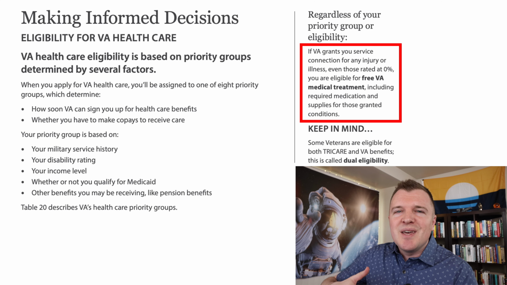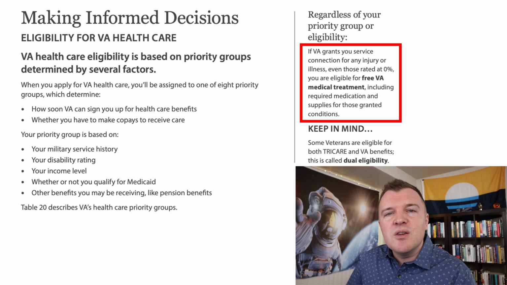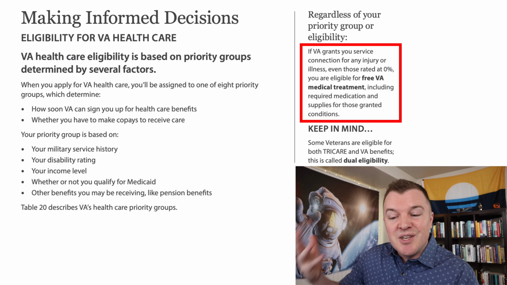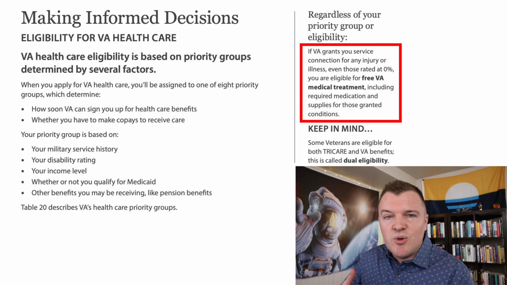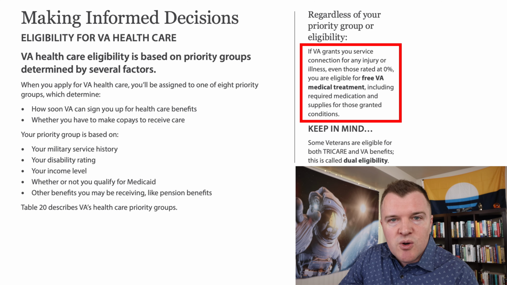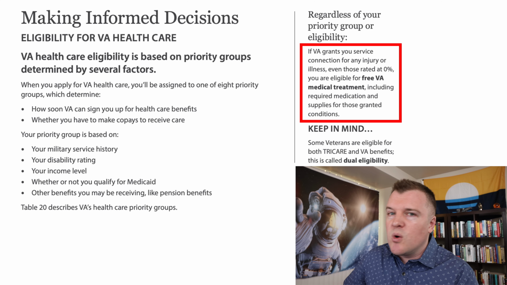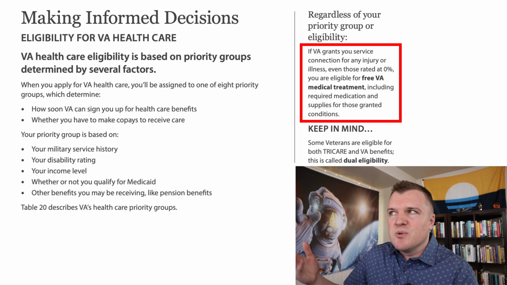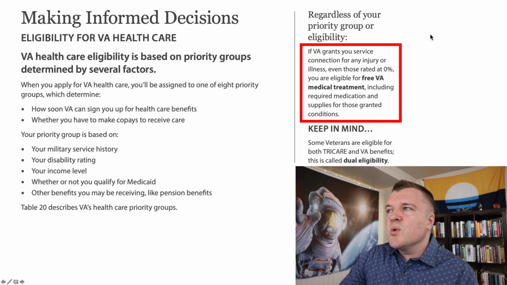And let's say that it takes 5, 10, 15 years for whatever condition to develop concerning your foot. This 0% VA disability rating they gave you for that issue can always be increased. In the future, it could go up to 10, 20, 30, 40%, whatever, increasing your eligibility for VA healthcare.